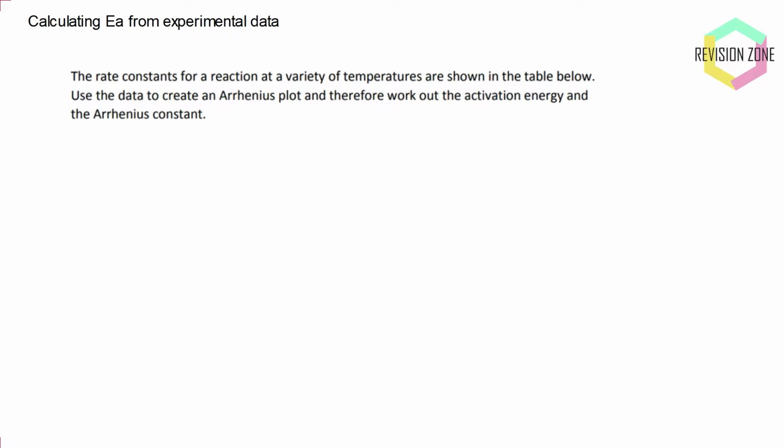In this case, they actually refer to the rate constant as a unit per second. And in the previous video, we looked at how 1 over time is proportional to rate and therefore proportional to the rate constant itself. So let's get stuck into this question. The rate constants for a reaction at a variety of temperatures are shown in the table below. Use the data to create an Arrhenius plot and therefore work out the activation energy and the Arrhenius constant.